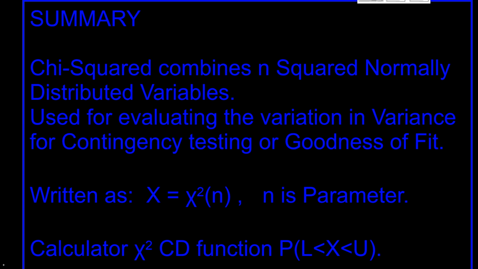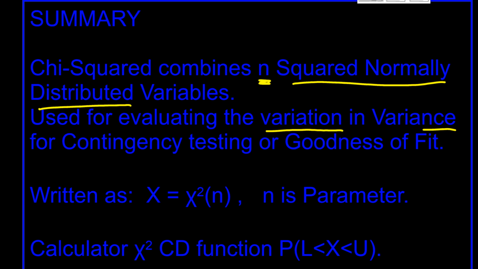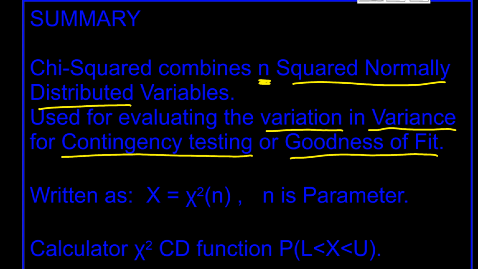So a quick summary at the end then. Chi-squared combines n squared normally distributed variables, so that makes it look like a variance, and we're using it to evaluate the variation in variance, and we quite often use that in contingency testing or goodness of fit. It's written in this form, and the parameter n is the only parameter we have, and we can get this out of our calculator as the chi-squared CD function there. And you can put in a range. So there we are. There you have it.